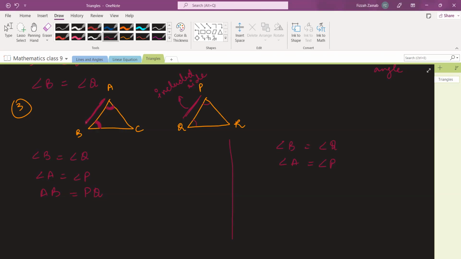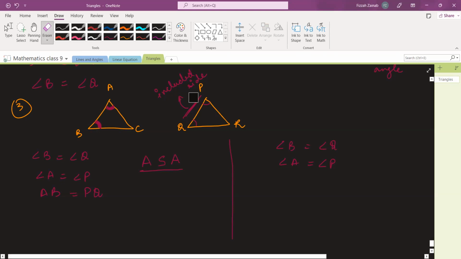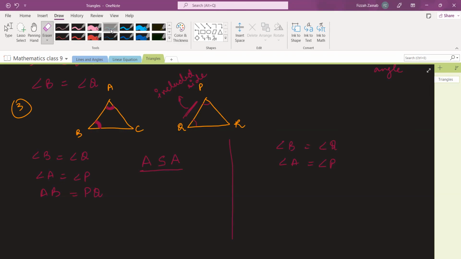This side is there, common, right? So how do we write it? We write A, then the included side and the other angle. This is called ASA criteria. Understand? Yes, ma'am. Okay. Now, let's say this side is not given equal. Included side, anyway, you can mark it included side. Let's say it is given to me that these two angles are equal, right? That I have written here. Now let's say this side is given. So BC is equal to QR.